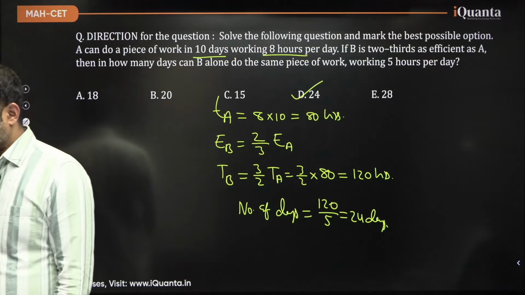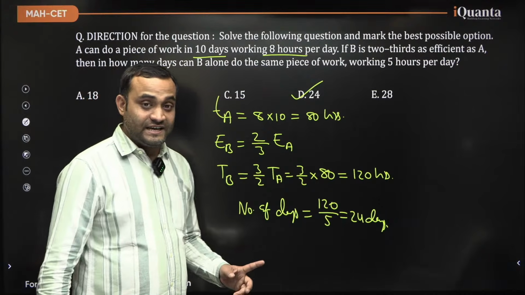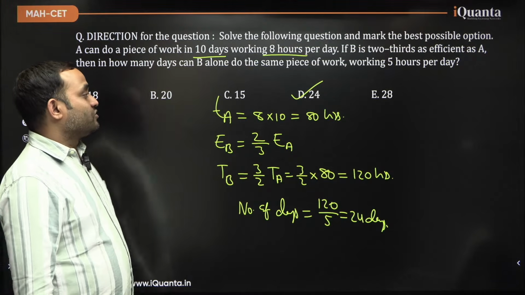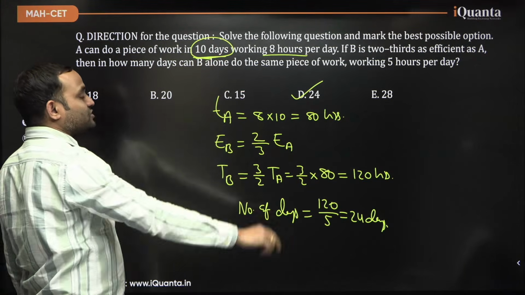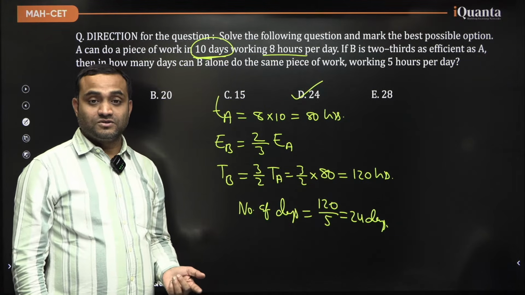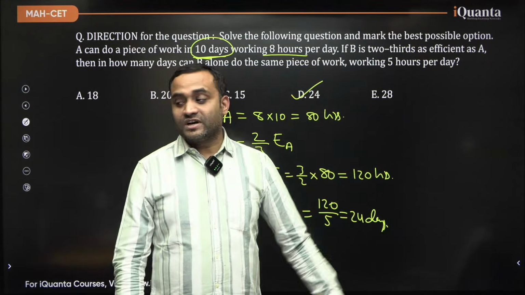Okay. Yes, Shivam, correct answer. Yashika, Shyam, correct answer. Tiku, the correct answer is option D, not option C, right? I hope that is clear now. What you are doing is directly multiplying 10 into 3 by 2, which is not correct because hours are also involved there. So, you also have to take care of hours, because A is working 8 hours per day, B is working only 5 hours per day.